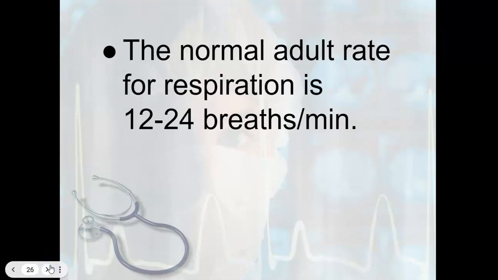So the normal adult rate for respiration is 12 to 24 breaths per minute. This could vary depending on which source you look at. Some say 12 to 20, some say 16 to 24, but the average is around 12 to 20 breaths per minute.